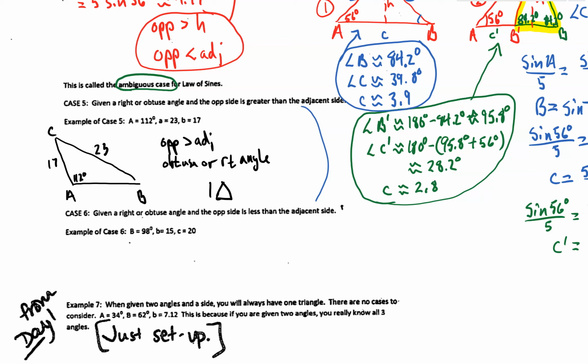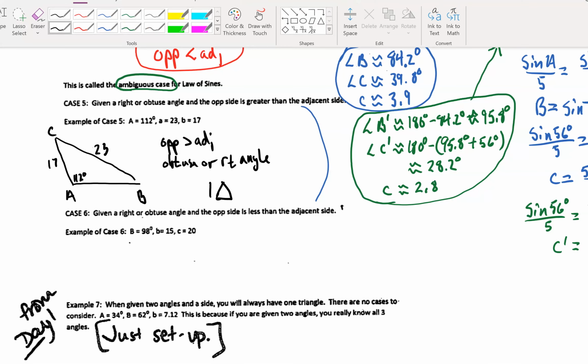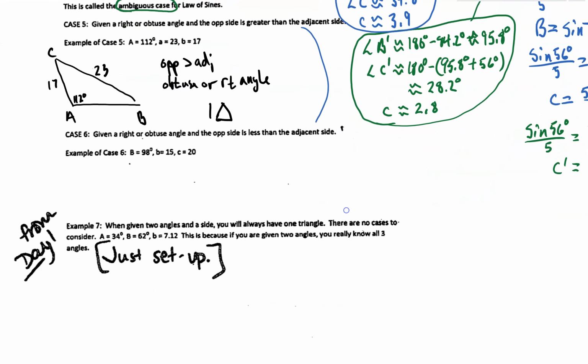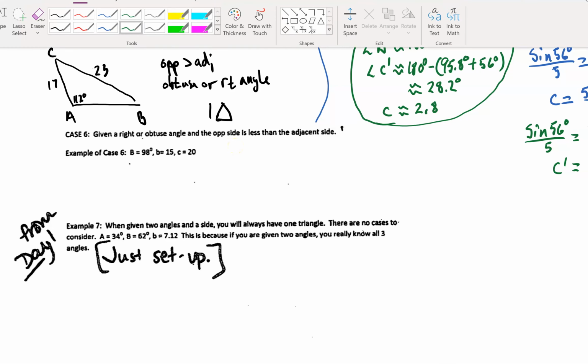And then your very last one, case number 6, given a right or an obtuse angle and the opposite side is less than the adjacent side, what's going to happen?